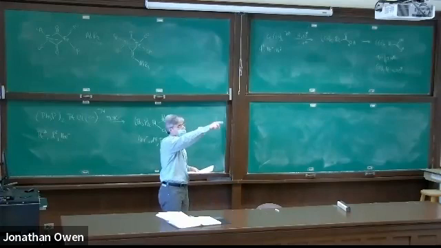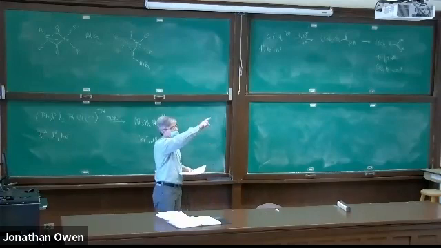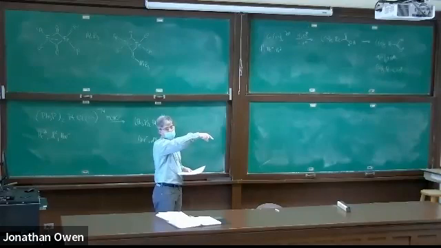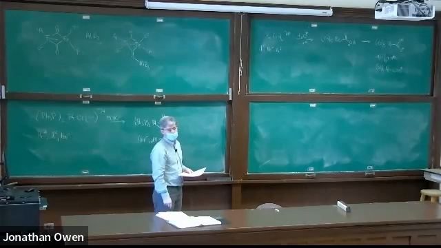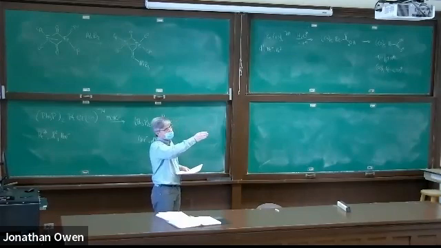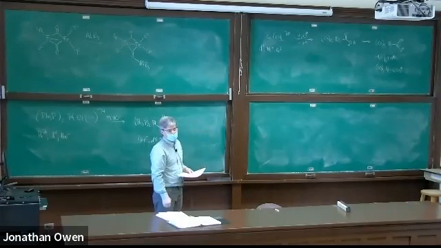Yeah. Iron, ruthenium, osmium have 8. Cobalt, rhodium, iridium have 9. Nickel, palladium, platinum have 10. That's the end of the transition metal series. Copper, silver, gold, and zinc, cadmium, mercury, they're not really transition metals.